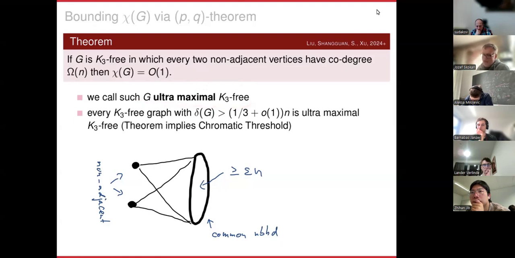And one can show that every triangle-free graph whose minimum degree is strictly bigger than (1/3 + epsilon) n is an ultra-maximal triangle-free graph. That means our result also implies this Thomassen chromatic threshold, but it also gives us information about what happens below the threshold. So we don't need the VC dimension, although we use VC dimension in different contexts in our proof. But again, it just tells you that if you know that non-adjacent vertices have many common neighbors, then they must have bounded chromatic number. All right.